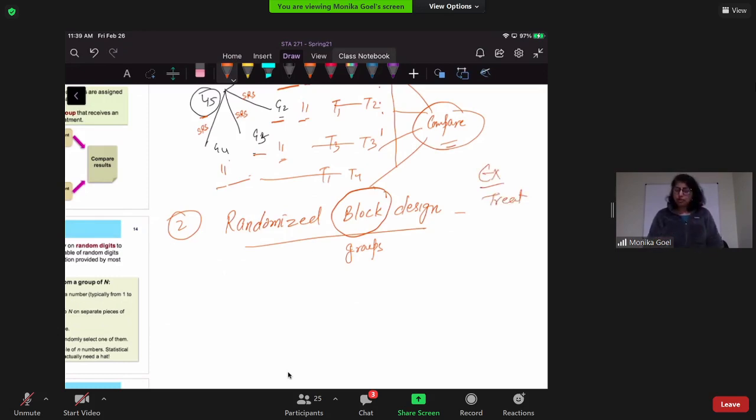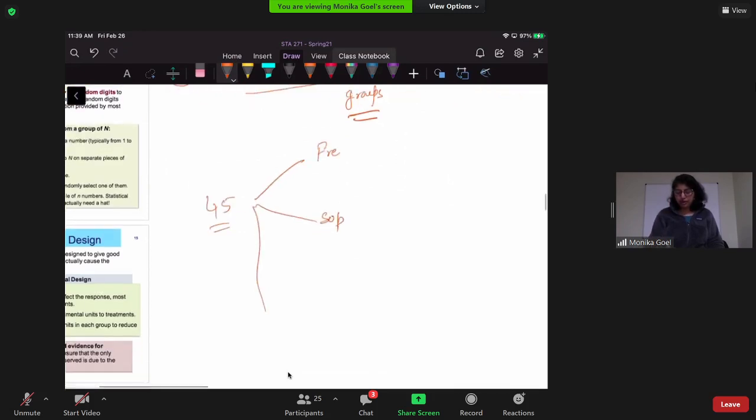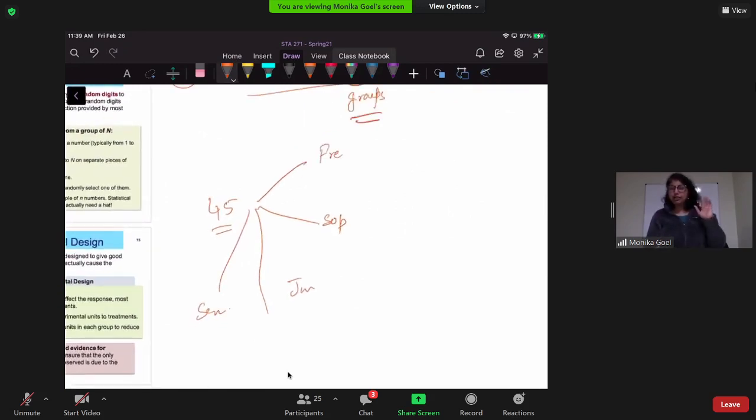When you talk about block design, again, blocks or groups are known to you ahead of time. So let's say if I'm talking about 45 students and I'm making blocks, how many of them are freshmen? How many of them are sophomores? How many of them are juniors? And how many of them are seniors? So if I look at their registration information, I know how many of them are freshmen, how many are sophomores. So I'm not doing random sampling here. This information is given to me.